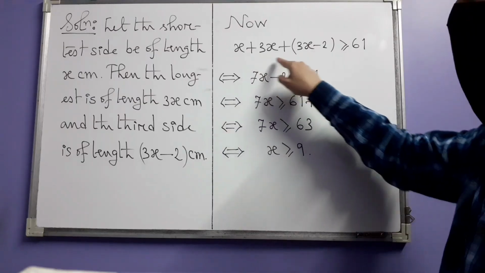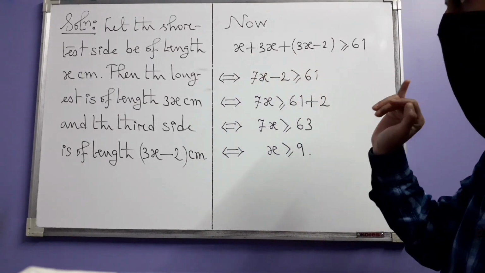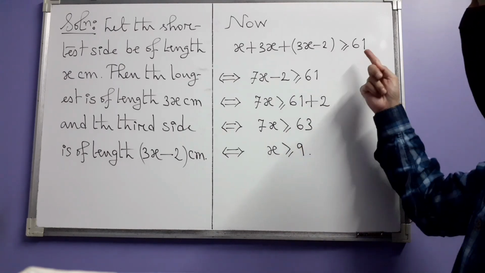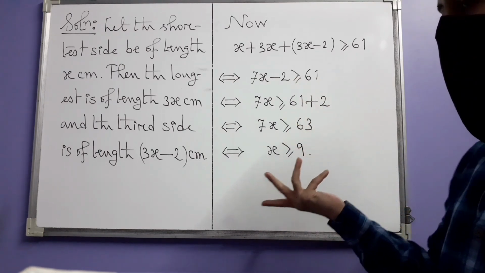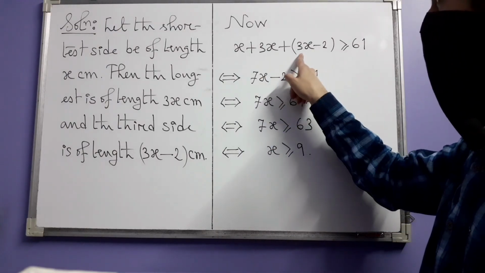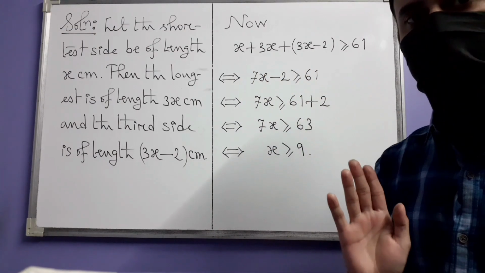So we get this inequality if we express that last condition mathematically. The perimeter is the sum of the three side lengths, x plus 3x plus 3x minus 2. That has to be at least 61. So it's greater than or equal to 61. Now let's solve this inequality. 3x plus 3x is 6x, 6x plus x is 7x. 7x minus 2 is at least 61.